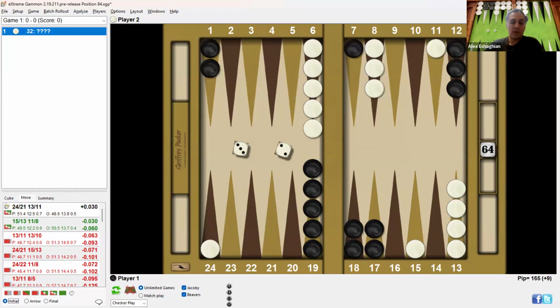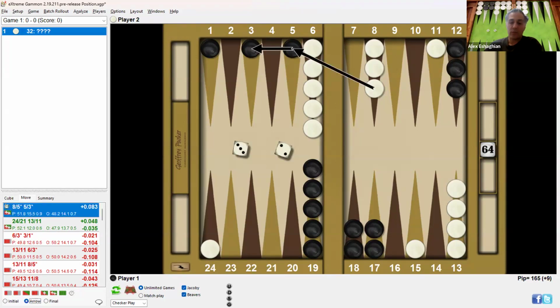The next one is 3-2. So after 3-2, you just have to play safe. White has to play safe, bringing one up with 24 to 21 and covering the 11-point with 13-11, resulting in this position. On the other hand, if you had made the other play, again, the 3-2 hits twice.